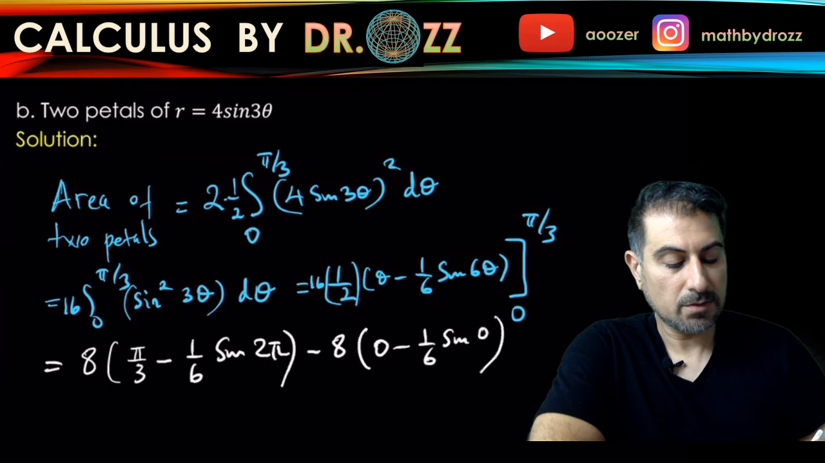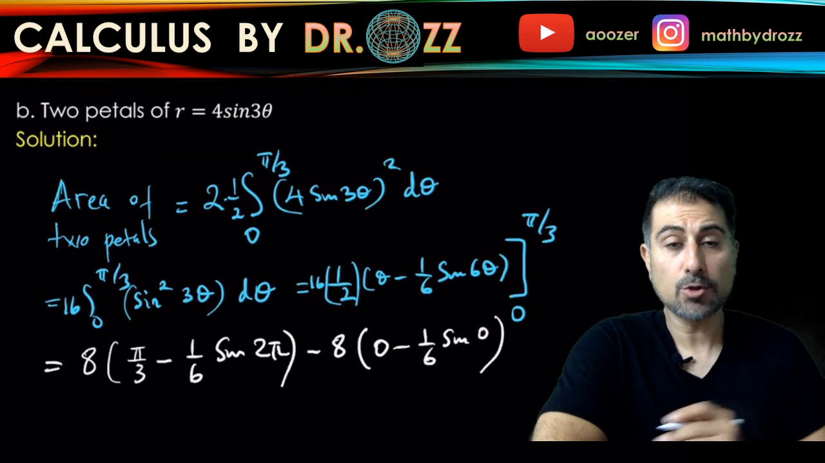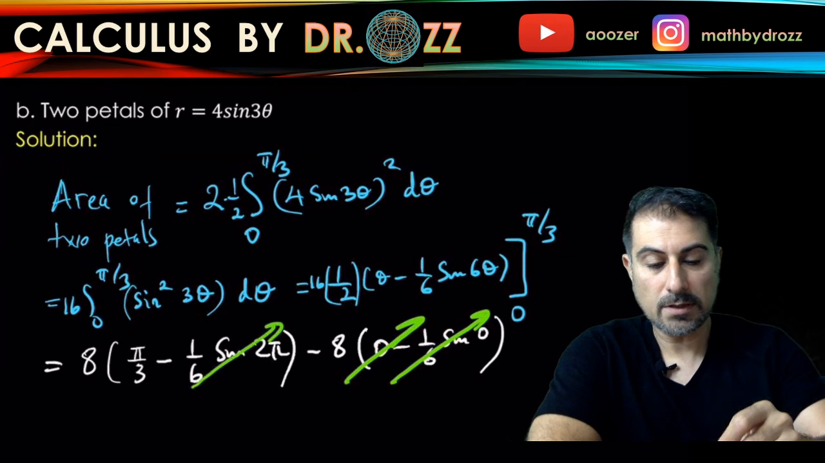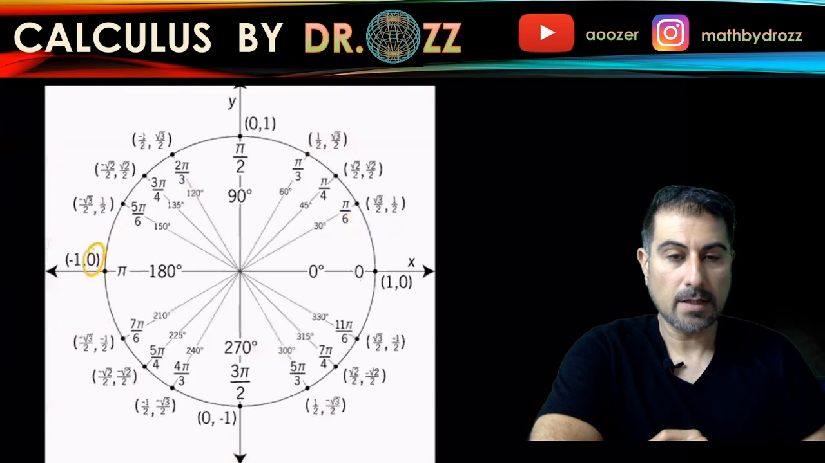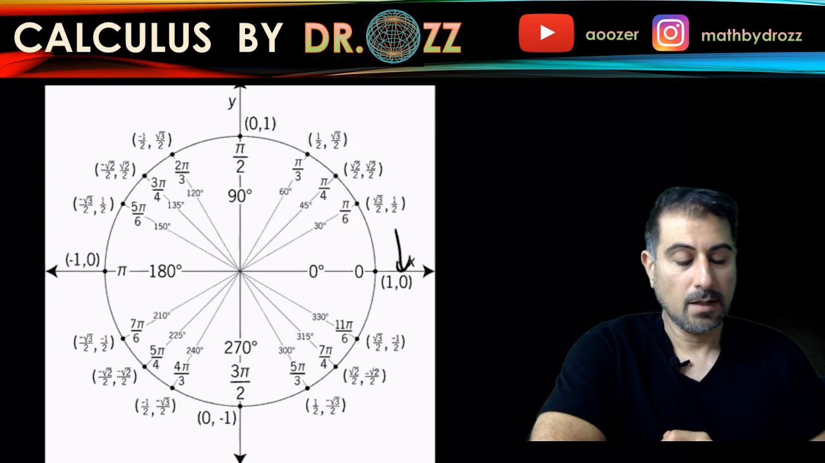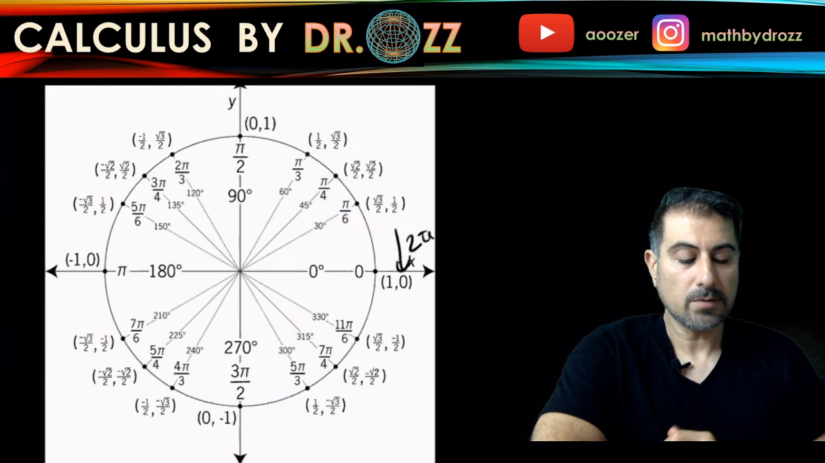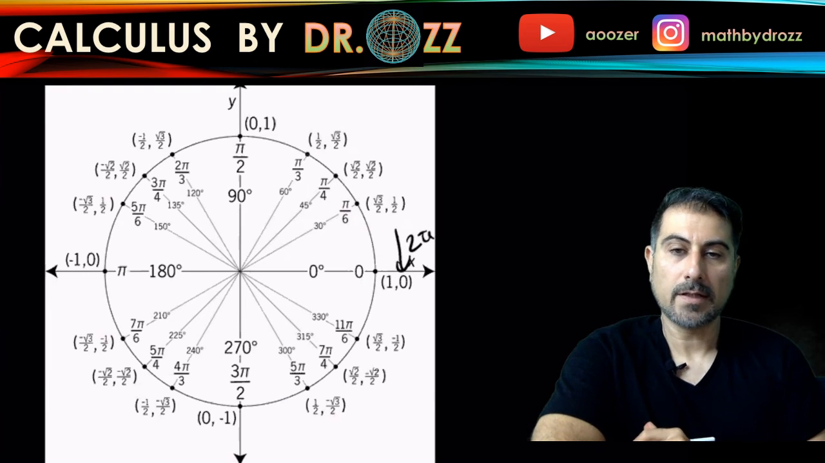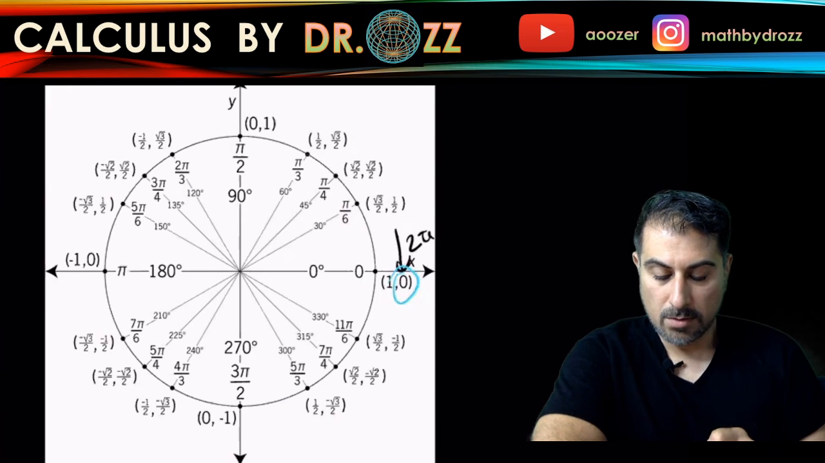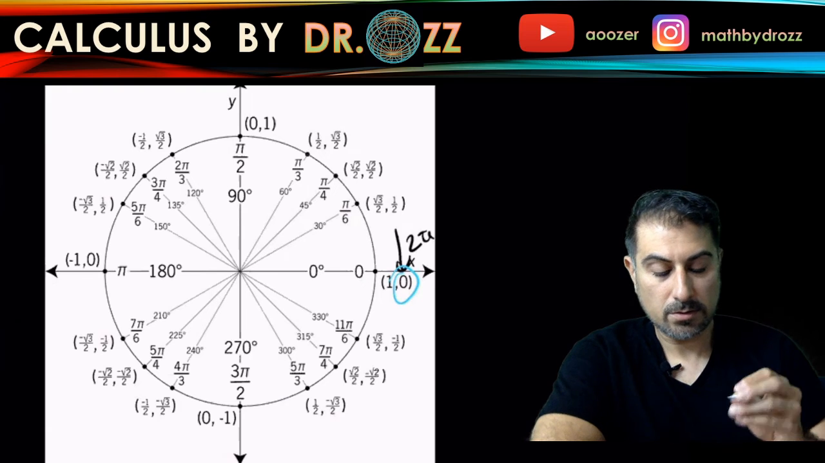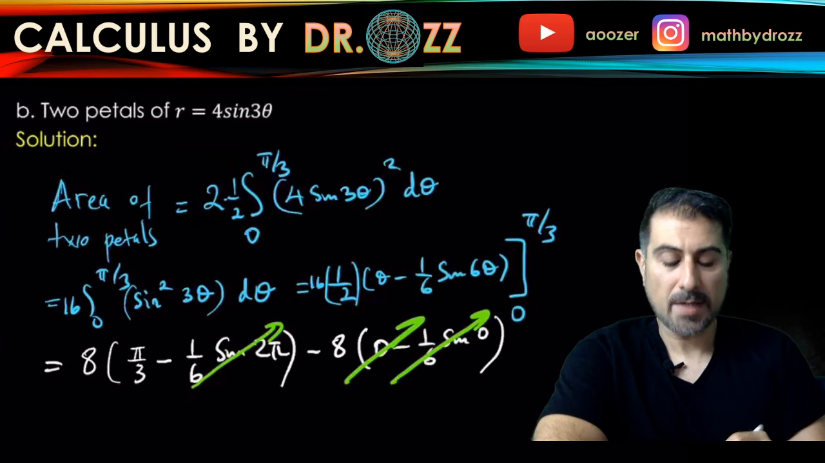Well, this term is going to be 0. This is already 0, and sine 2 pi is already 0. You can use your calculator or go back to the unit circle. Essentially, 2 pi is the same as 0. Theta equals 0, right? The sine is the y-coordinate. So we have that equal to 0. So let's go back to where we are here. We have 8 pi over 3.